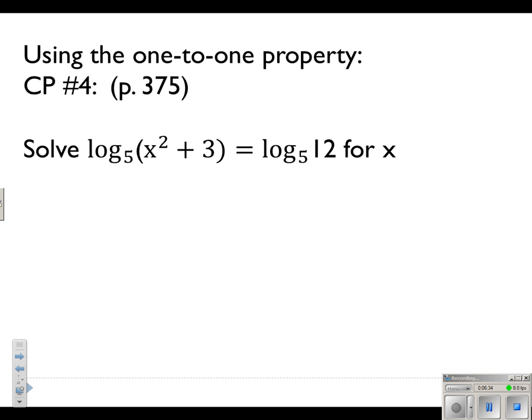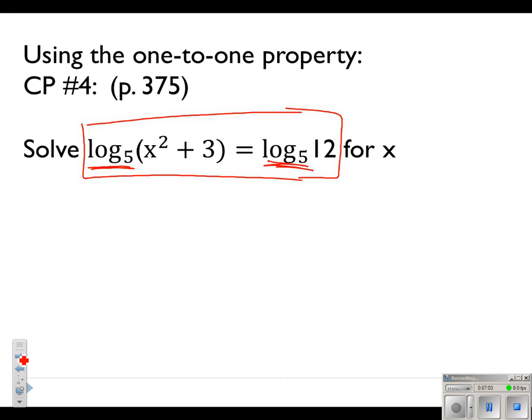Checkpoint problem number 4. This is using that one-to-one property. Again, that was listed with those other properties on that table. Solve log base 5 of x squared plus 3 equal to log base 5 of 12 for x. All right, notice that our log base 5 is a match in both pieces of our problem here. So this much matches in both, which means these parts have to be matches.